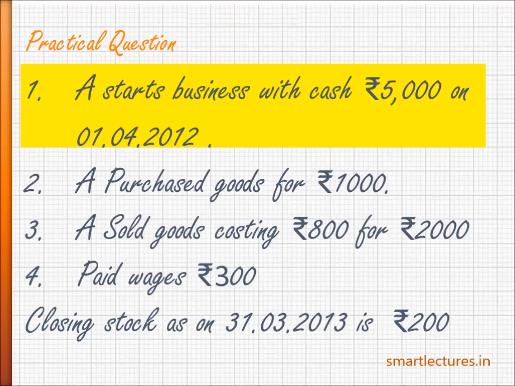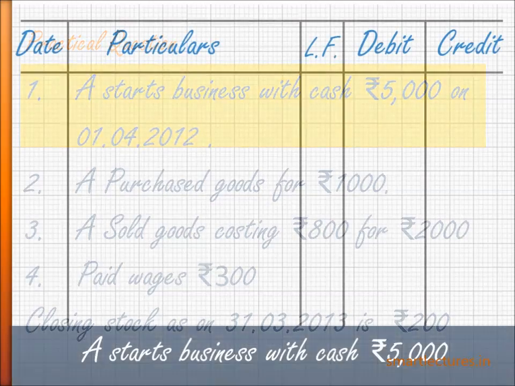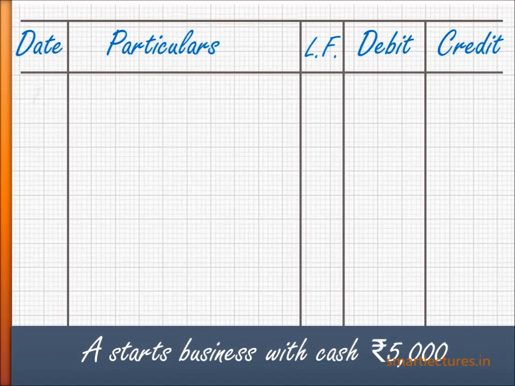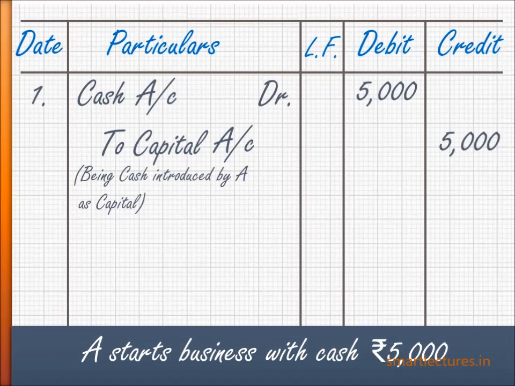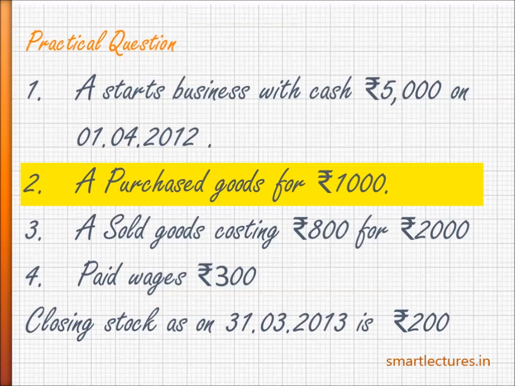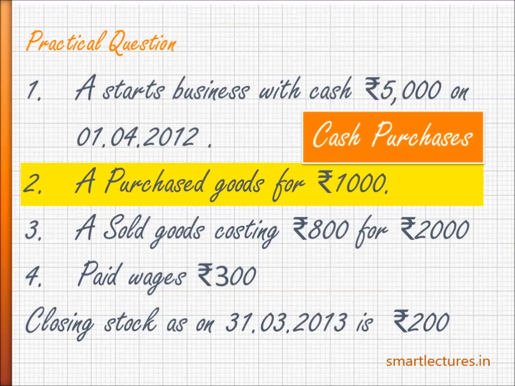A starts business with cash rupees 5,000. The journal entry will be cash account debit to capital account rupees 5,000. Purchases rupees 1,000. It means cash purchases for rupees 1,000. The name of the party is not given in this transaction. So what we assume? These are the cash purchases.